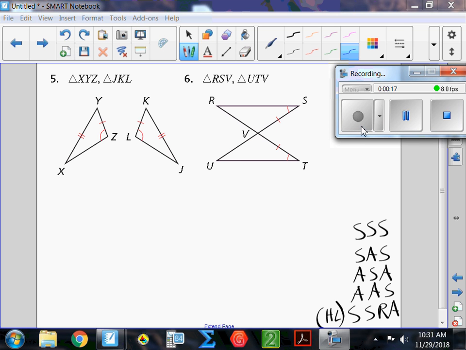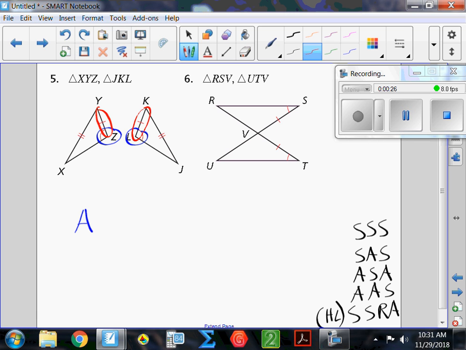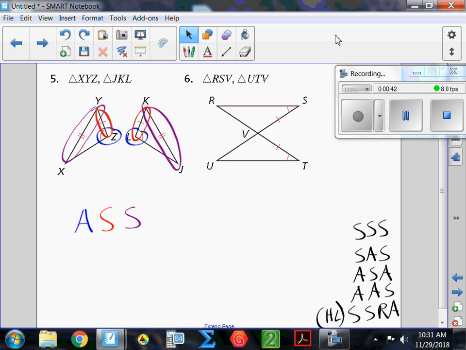So for number 5, I have angle Z and angle L. That's one angle. I have side YZ and side LK, and that's one side. And I also have side XY and side KJ. So I have a third side. I want to determine whether or not the angle is in between the sides or whether the angle is not included in between the sides.